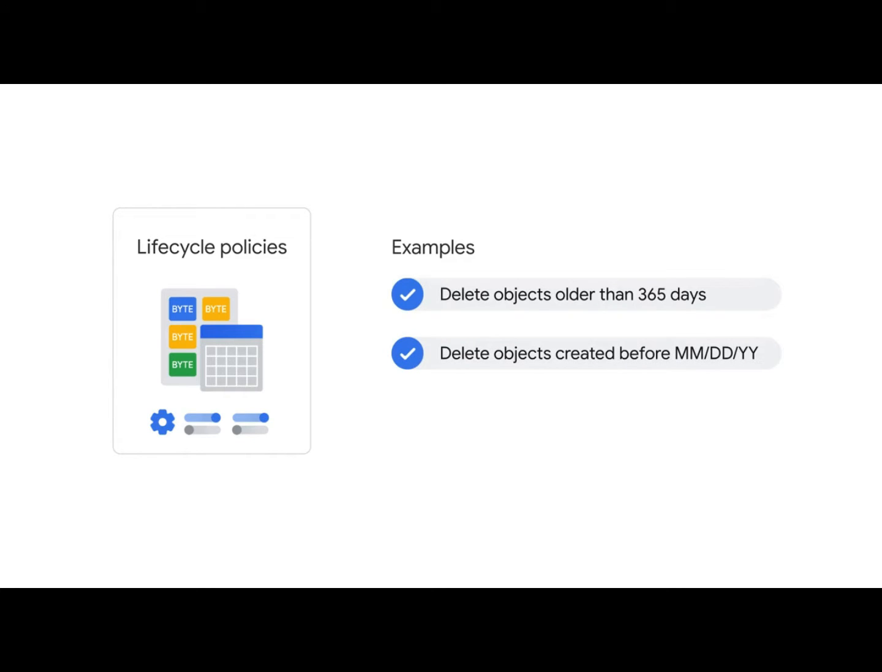Because storing and retrieving large amounts of object data can quickly become expensive, cloud storage also offers lifecycle management policies. For example, you could tell cloud storage to delete objects older than 365 days, or to delete objects created before January 1st, 2013, or to keep only the 3 most recent versions of each object in a bucket that has versioning enabled. Having this control ensures that you're not paying for more than what you actually need.